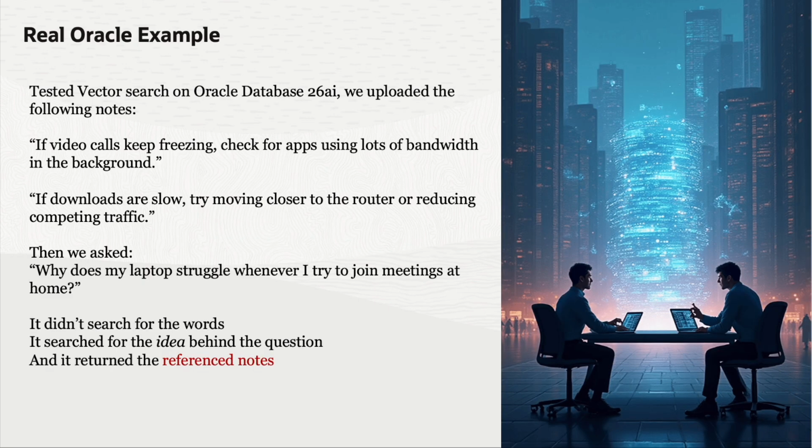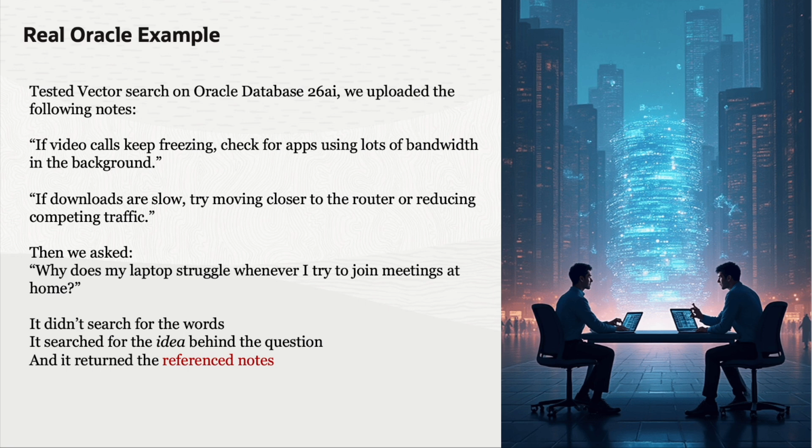To demonstrate how vector search behaves, we ran a small test in Oracle 26 AI. We loaded two short troubleshooting notes, one about video call freezing because background apps use too much bandwidth, and another about slow downloads and reducing competing traffic or moving closer to the router. And then we asked a different question. Why does my laptop struggle whenever I try to join meetings at home? None of the keywords from the notes appear in the question. There's no freeze, no bandwidth, no router or downloads.